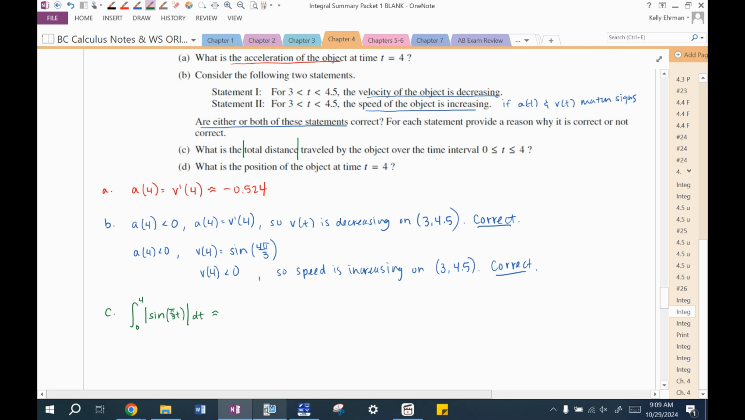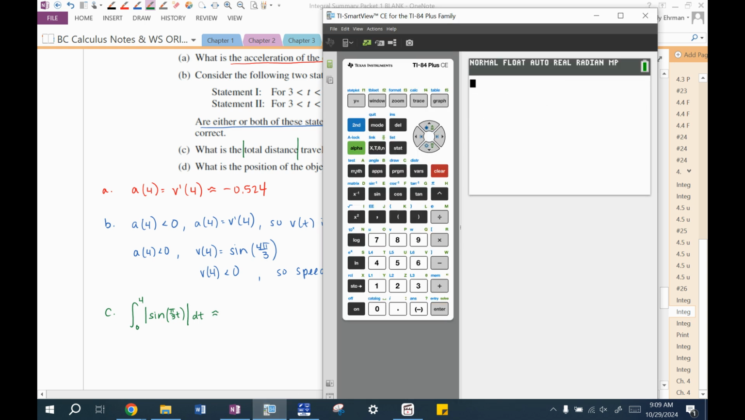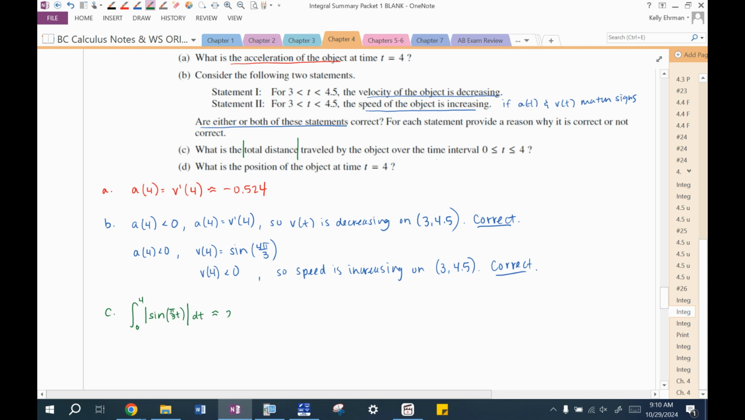That is about equal to, I don't know, let's see. So math 9 to integrate, 0 to 4. Absolute value, you can go math, number, absolute value. Type in sine of pi x over 3 with respect to x. I'm getting 2.387.